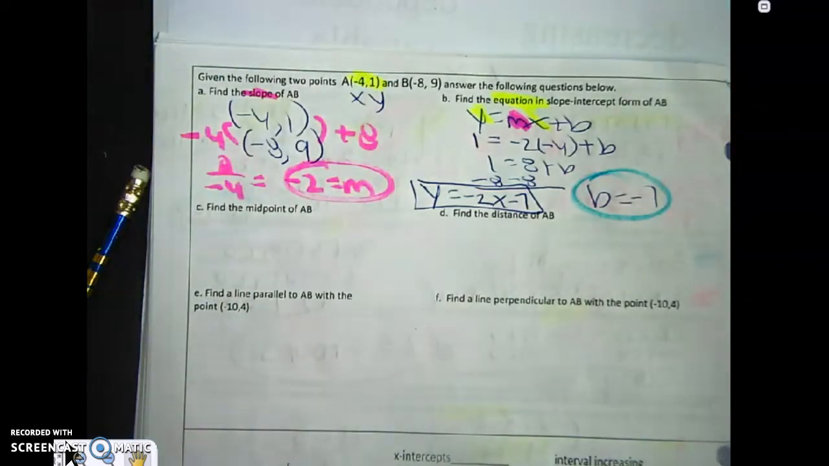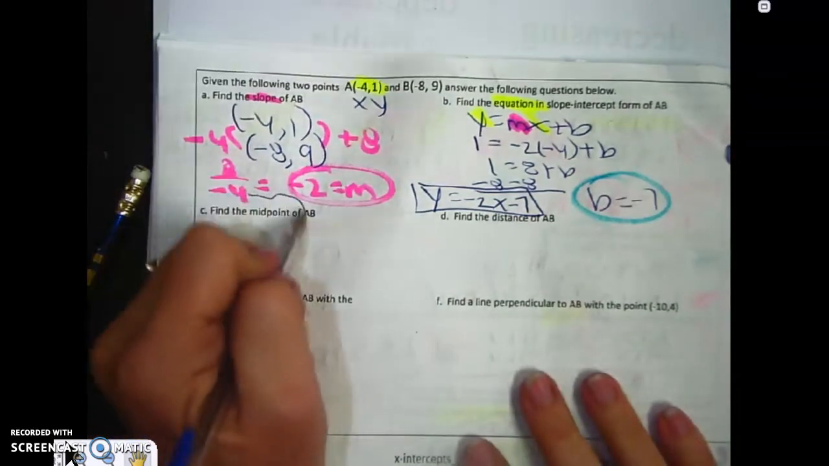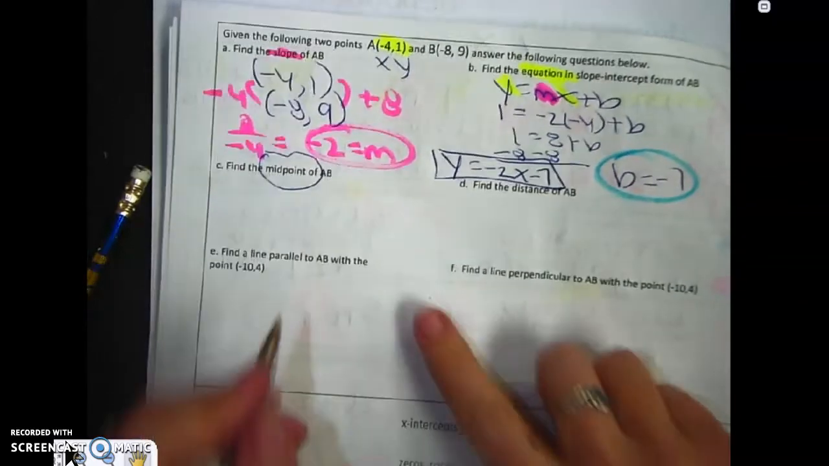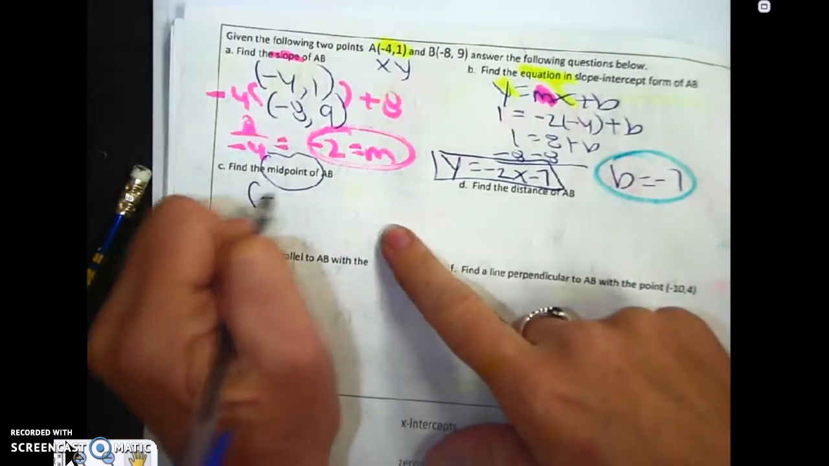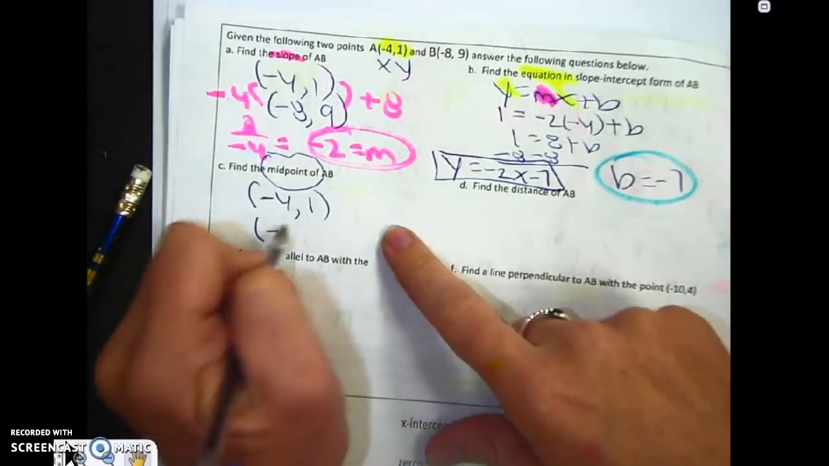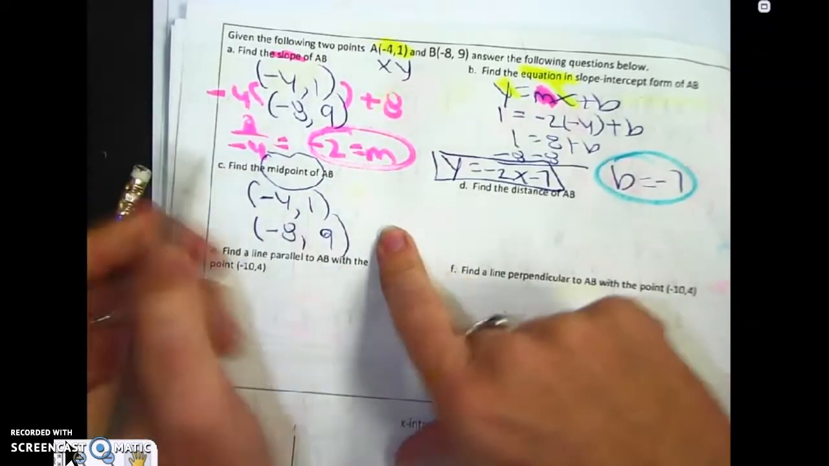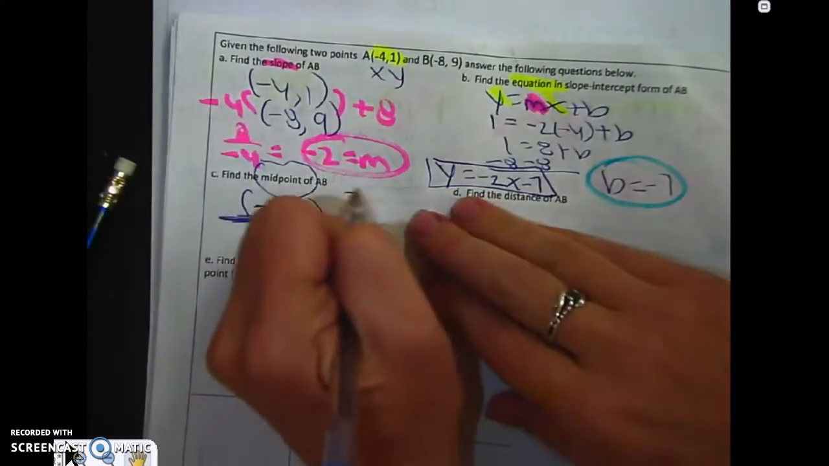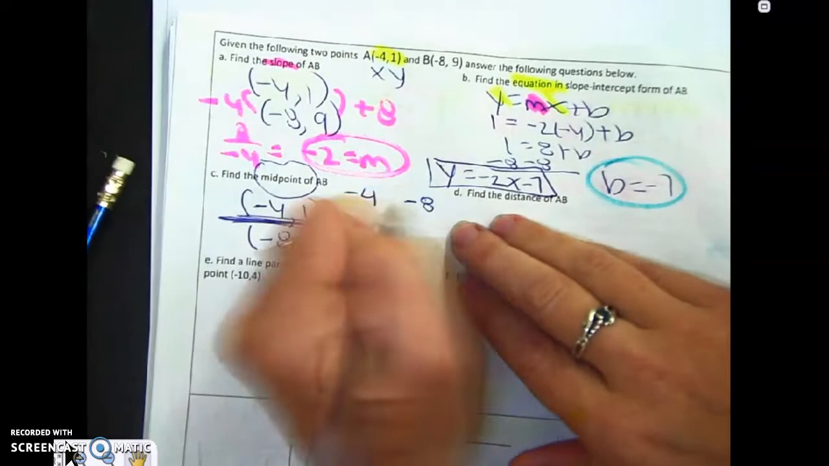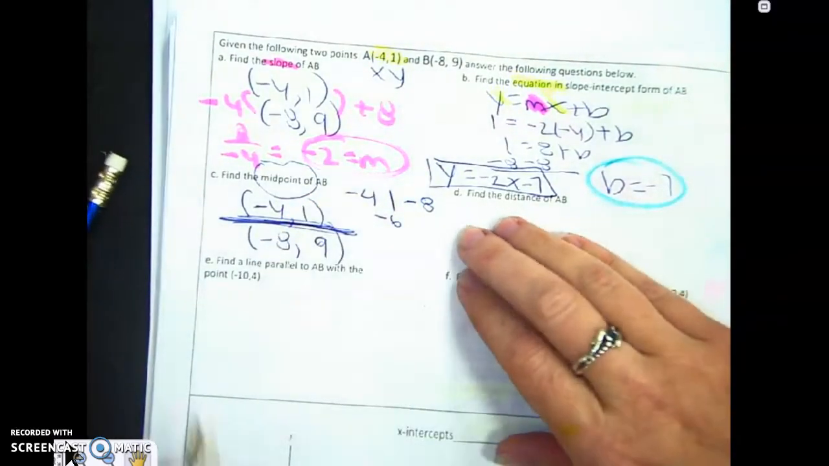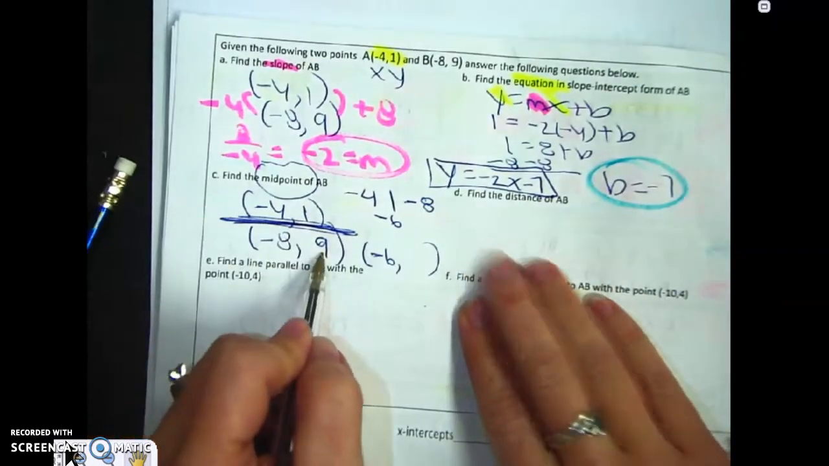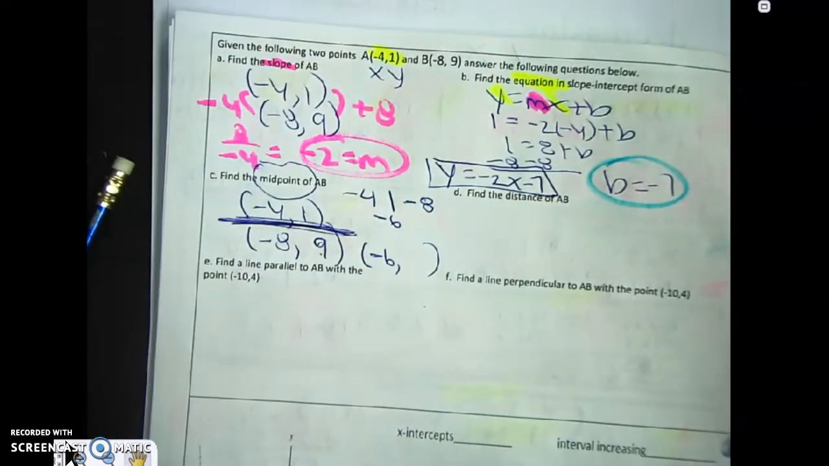All right, the midpoint. There was a formula that you learned a long time ago, the midpoint formula. Some of you remember it, some of you don't. I want you to just be logical. What does midpoint mean? It means you're going to find the point that's literally in the middle. So what's halfway between -4 and -8? -6. That's the x value. What is halfway between 1 and 9? I don't think that is as obvious.